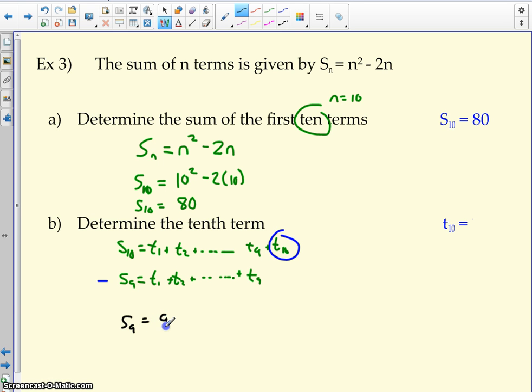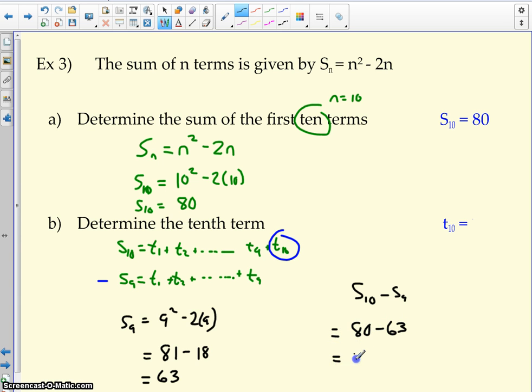That's going to be 9 squared minus 2 times 9. So it's 81 minus 18, which gives me 63. Okay, so once I have that, S10 minus S9 is simply 80 minus 63. So that tells me that my 10th term will be 17.